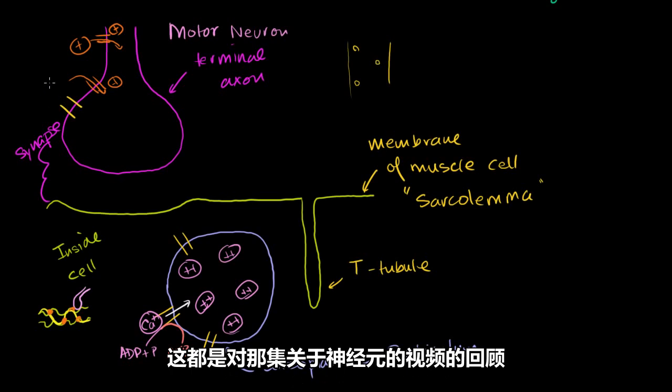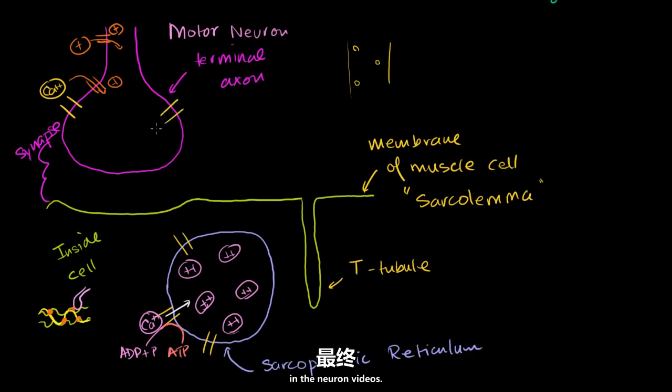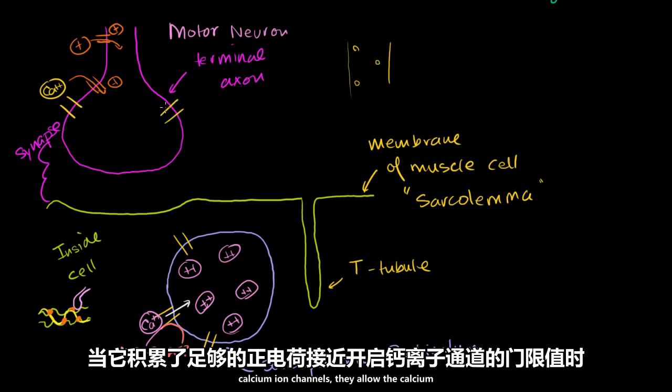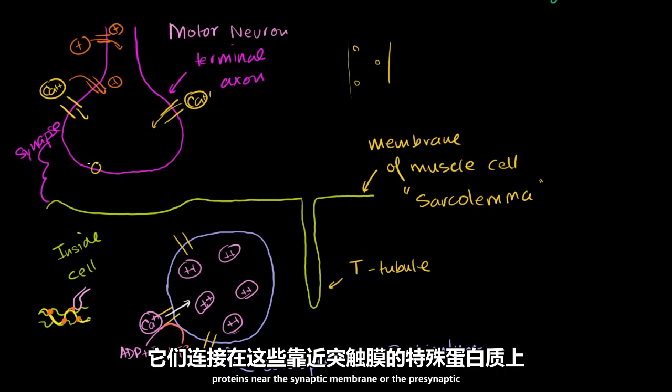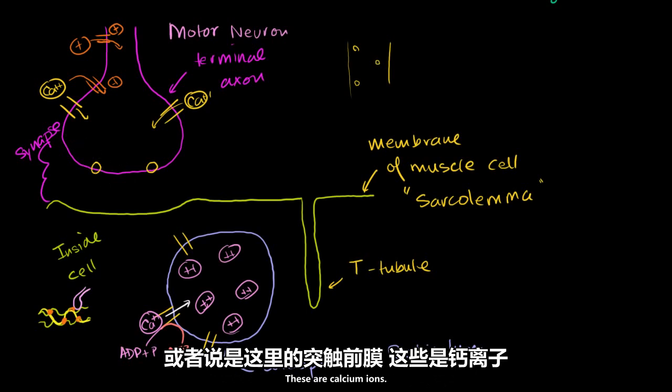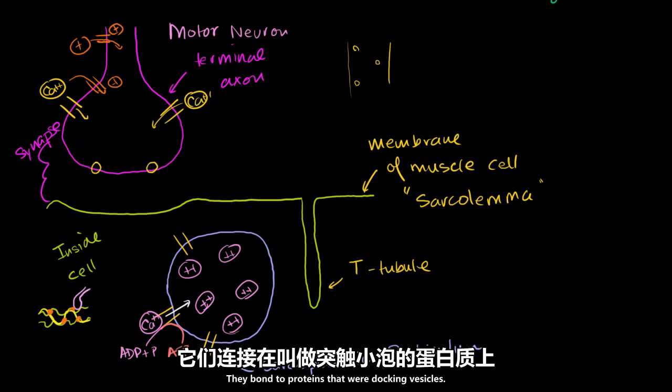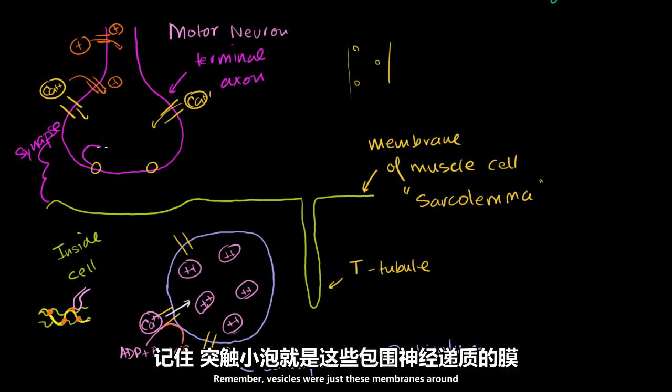And this is all a review of what we learned in the neuron videos. So eventually, when it gets positive enough close to these calcium ion channels, they allow the calcium ions to flow in. And the calcium ions bond to those special proteins near the synaptic membrane, or the presynaptic membrane right there. They bond to proteins that were docking vesicles. And remember, vesicles were just these membranes around neurotransmitters. So they're all containing neurotransmitters.